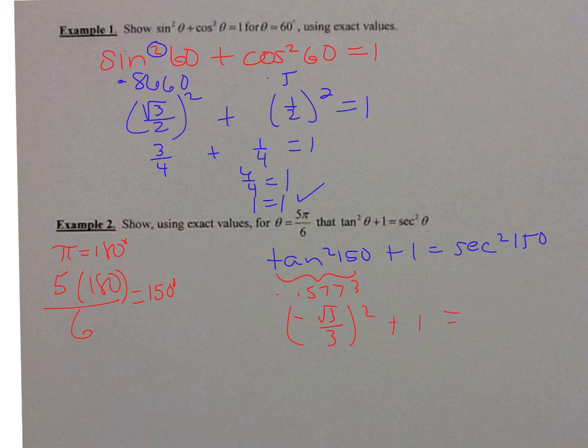Plus 1 equals. Now I don't have a secant button on the calculator, so what I need to do is use cosine theta. It's cosine 150. So plug in cosine 150 in your calculator. You get negative 0.8660, which will be negative the square root of 3 over 2. So secant is the reciprocal of that, so it's negative 2 over radical 3, and then I want to square that.